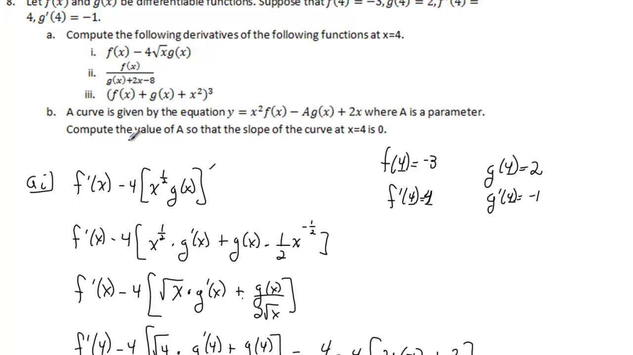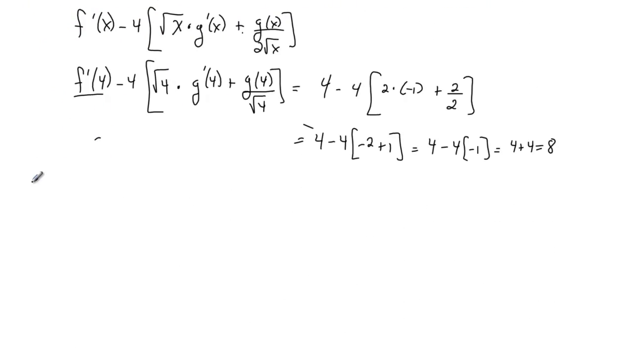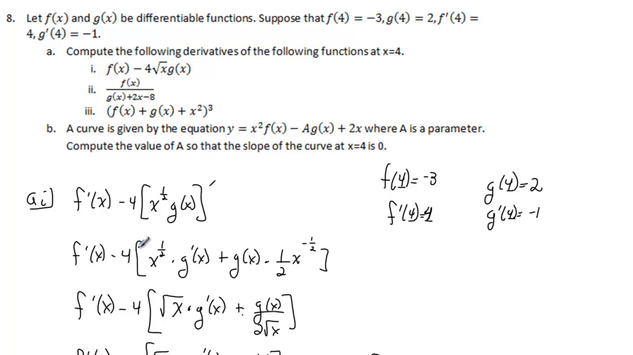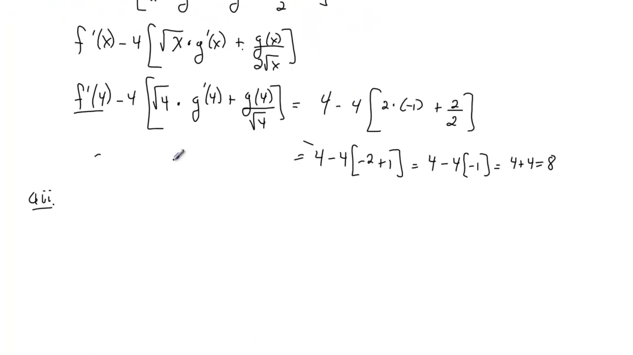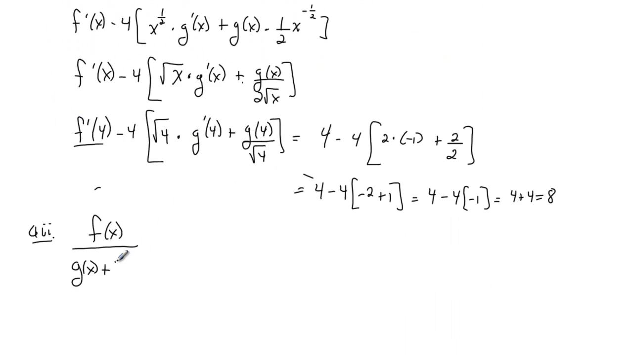So now we can go on to 1b. In 1b, we have to find the derivative again. We have f of x over g of x plus 2x minus 8. So we have to find the derivative of f of x all over g of x plus 2x minus 8.